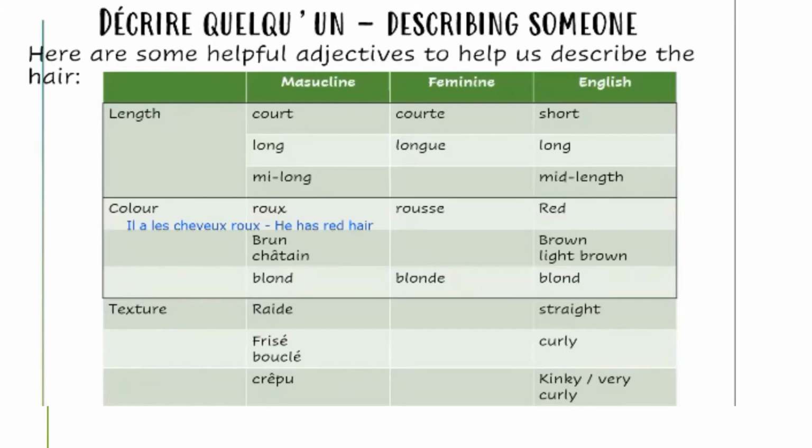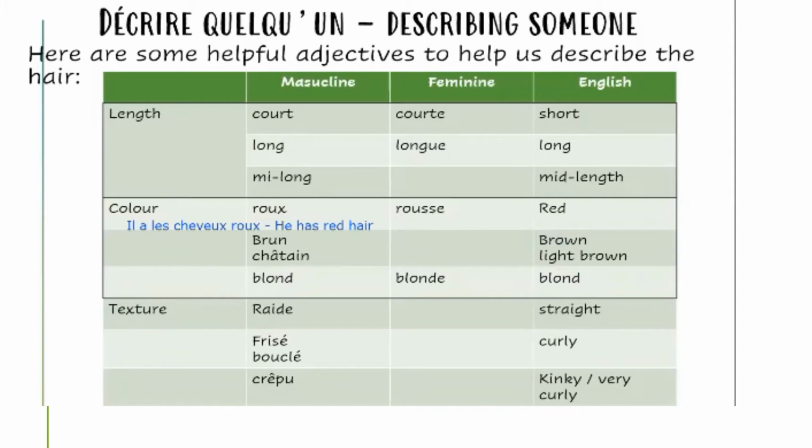So just like roux, you can say he is blonde. You say il est blond. You can also say she is blonde. You say elle est blonde. And you know that you're talking about a blonde-haired girl, a blonde-haired guy. Okay? Everybody with me so far? Yes, miss. Any questions, comments, queries, or concerns at this moment? No, miss. All right, lovely.